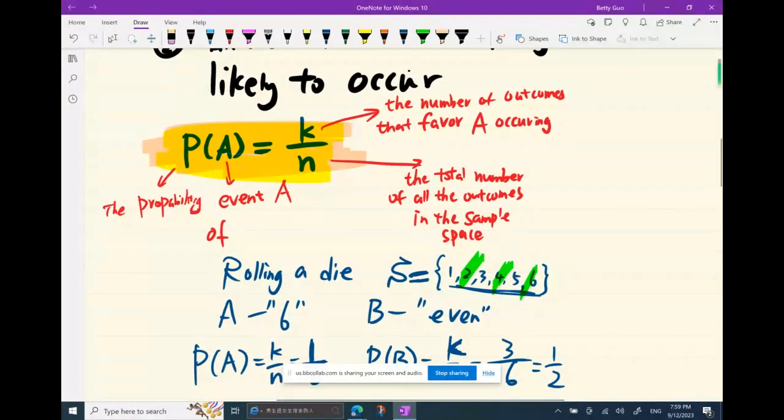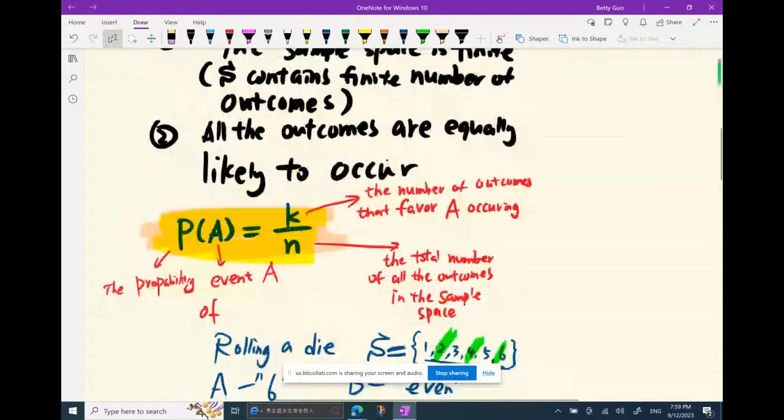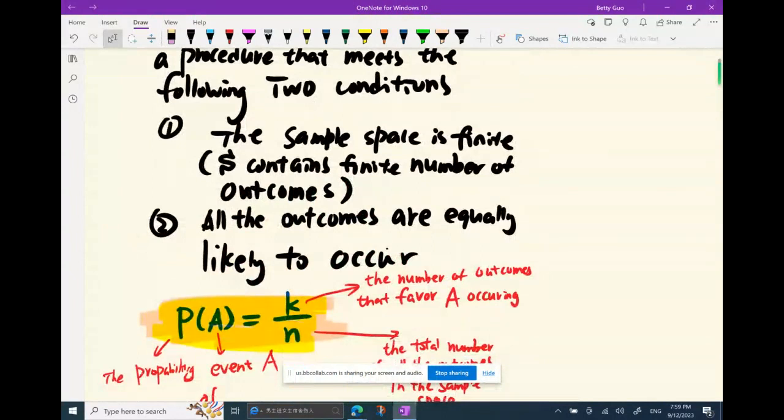All right, so this is the definition of a classical model. How do we know it's classical? We have to look at the sample space. If it has a finite number of outcomes and all the finite number of outcomes are equally likely to occur, then it's a classical model. We use this formula to compute the classical probability. In the classical model, the probability of an event is called the classical probability.